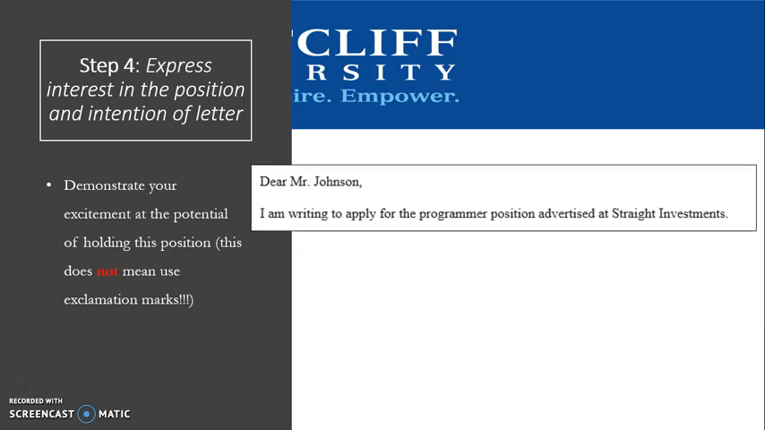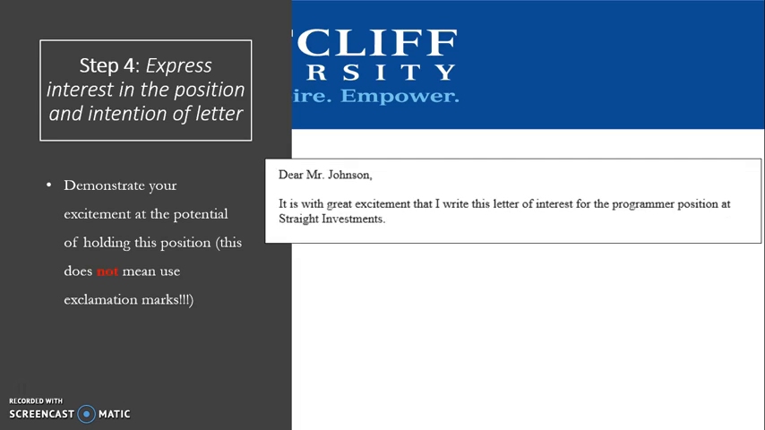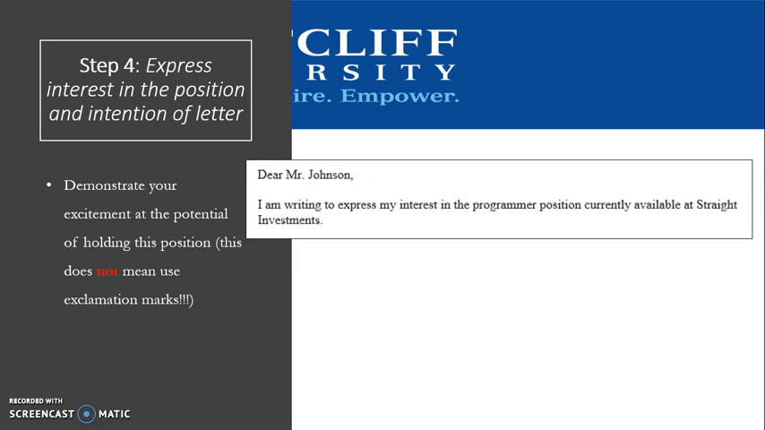So sometimes you will see a letter of intention or a letter of application start like this: "I am writing to apply for the programmer position advertised at Straight Investments." So this is fine, it's professional, it's concise, it's to the point. But there are some other ways that you can phrase it to show that you're interested. "It is with great excitement that I write this letter of interest for the programmer position," etc. Another way to phrase that: "I am writing to express my interest in the position currently available."